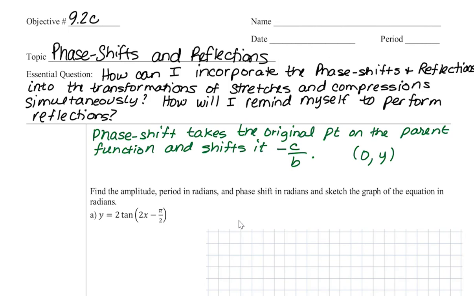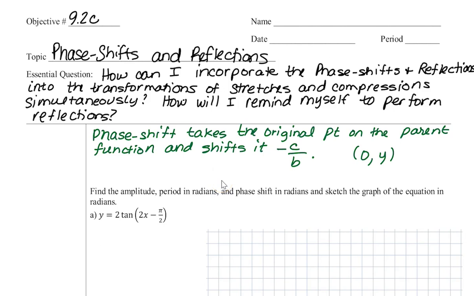How can I incorporate the phase shifts and reflections into the transformations of stretches and compressions simultaneously? How will I remind myself to perform reflections? I think I'm going to stretch my, well, let me stretch, no.